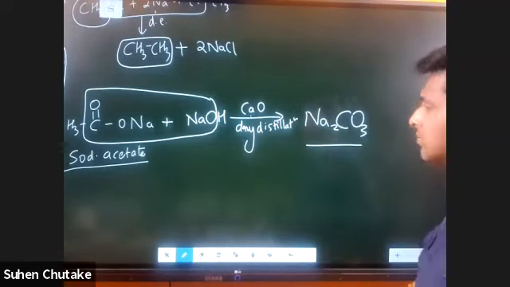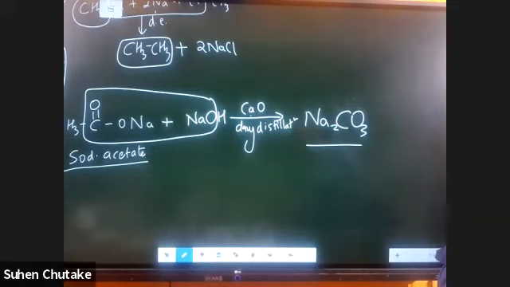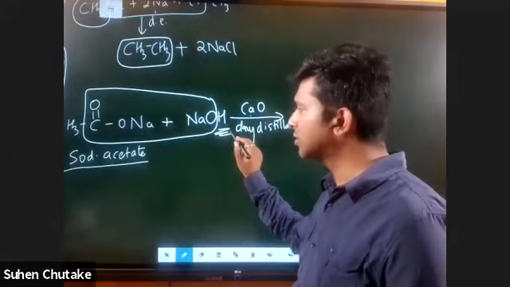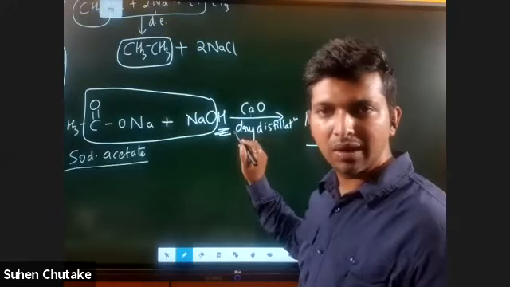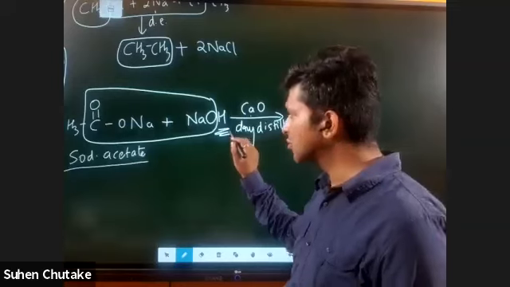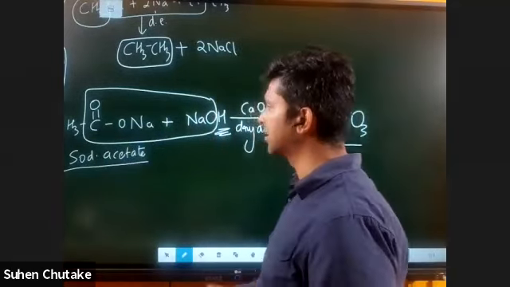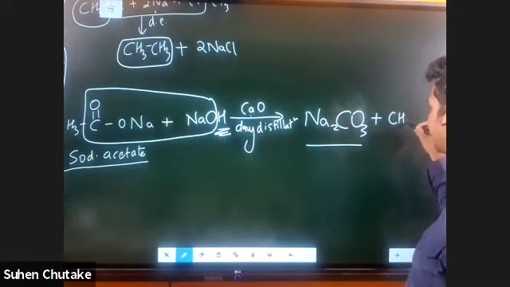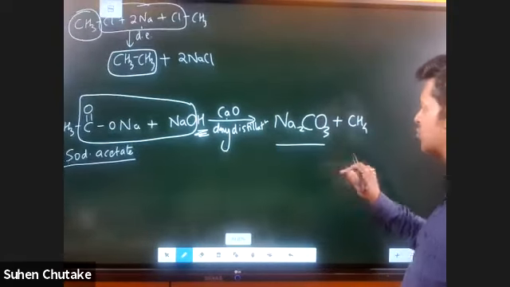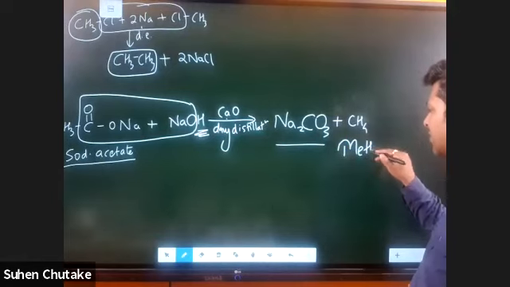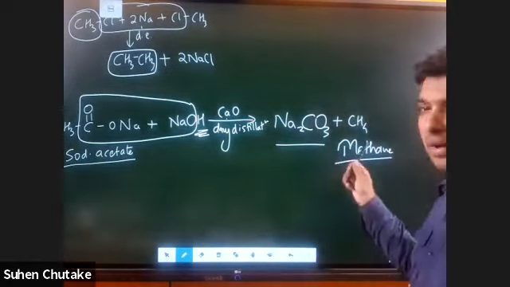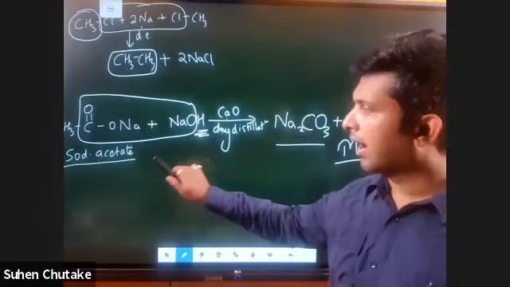Hello, are you understanding this? Na2CO3. Yes, sir. Then are you remaining with this hydrogen? Have you utilized this hydrogen? No, we haven't utilized this hydrogen yet. So we'll combine this hydrogen with the CH3, and what will we get? We'll get methane. So our aim was to prepare alkanes, and we have prepared an alkane. Which alkane have we prepared? Methane.